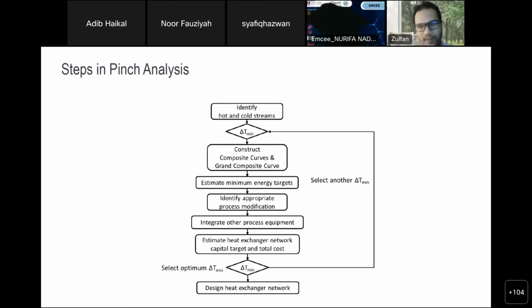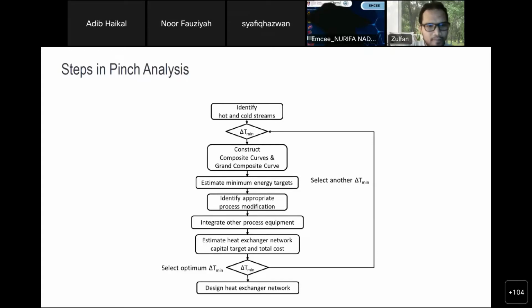So if anything that I've said here doesn't make sense to you, just ask here. And then once we see any appropriate modification, we could also move on further to integrate with other process equipment. For example, maybe the heat that we release from the reactor, we can use it to generate some steam or whatnot. So that is one of the things that we could do.